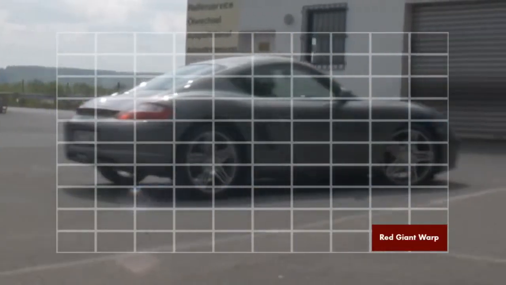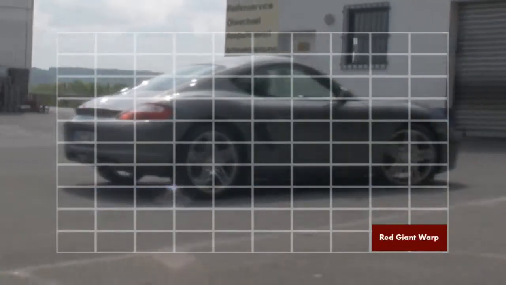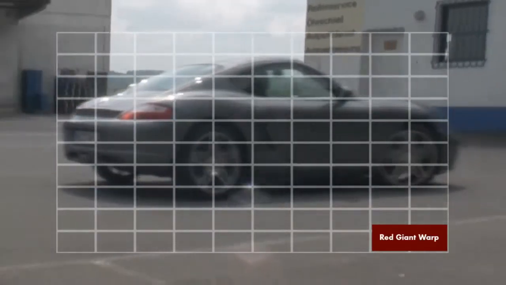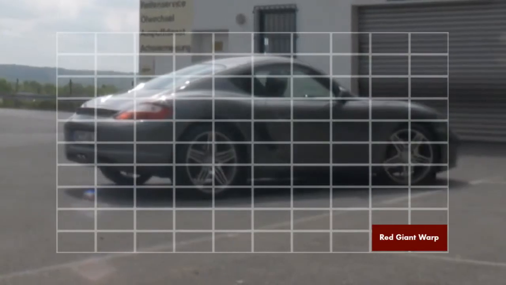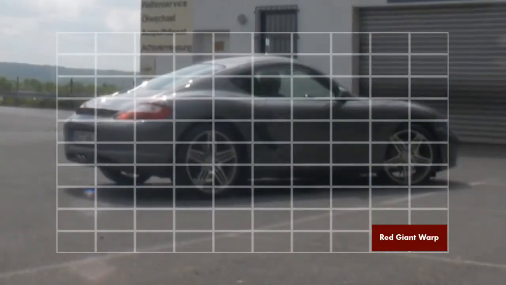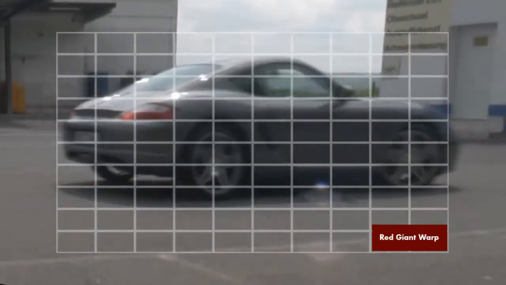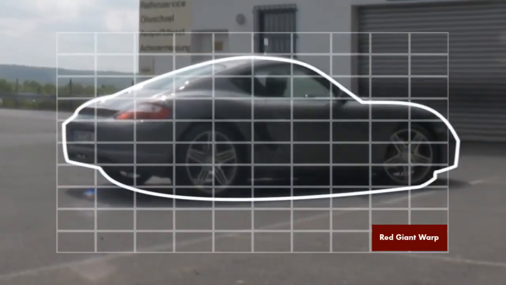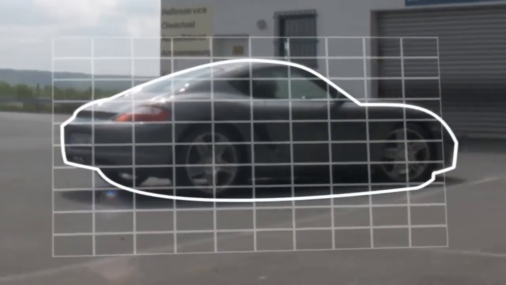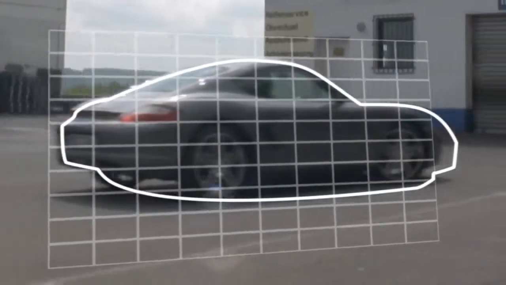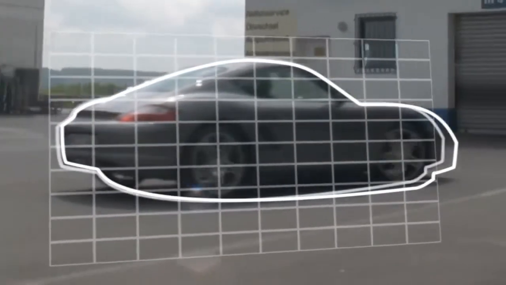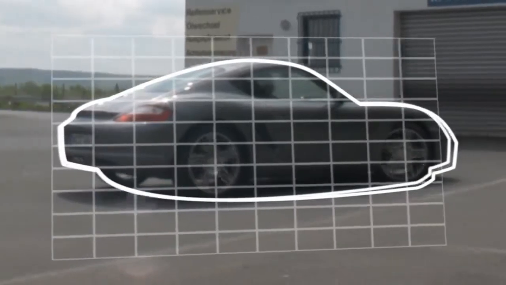In contrast to that, with Red Giant Warp, your shot is not just stabilized, but also undistorted to eliminate any changes in perspective. Note that the grid is now perfectly fixed. By that, the shape of the car stays fixed over the entire shot. Without Red Giant Warp, this is not the case. The difference is in particular visible if you look at both results at the same time.